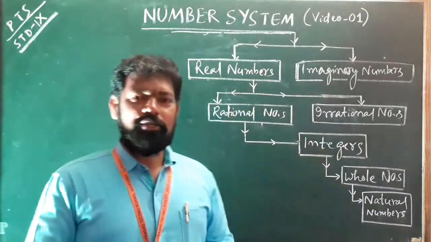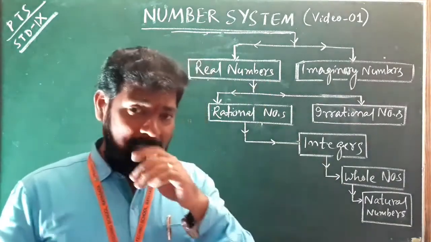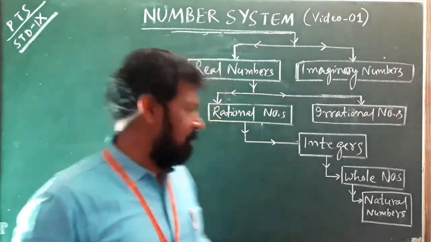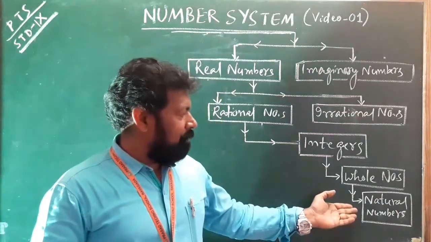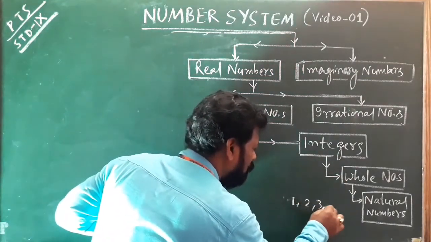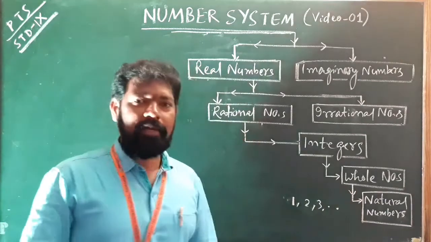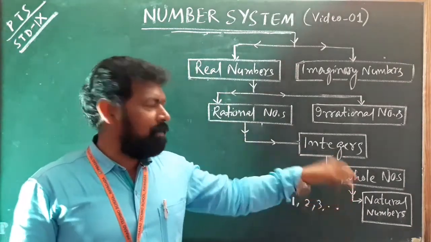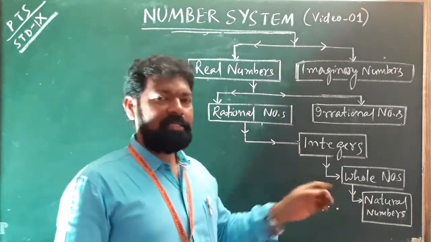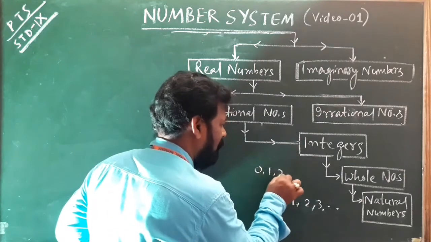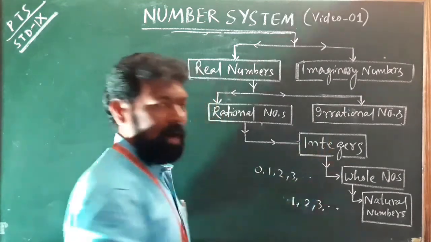Let me say what a natural number is. Generally, our counting numbers that start from 1, 2, 3, 4, 5, 6, and so on, are our natural numbers. One step more, from natural numbers to whole numbers: whole numbers start from 0. So whole numbers are 0, 1, 2, 3, and so on.